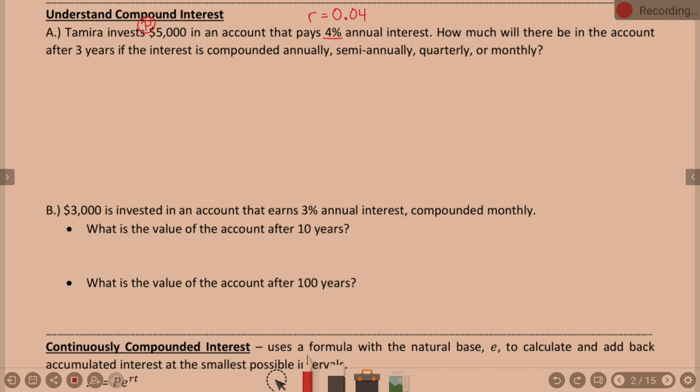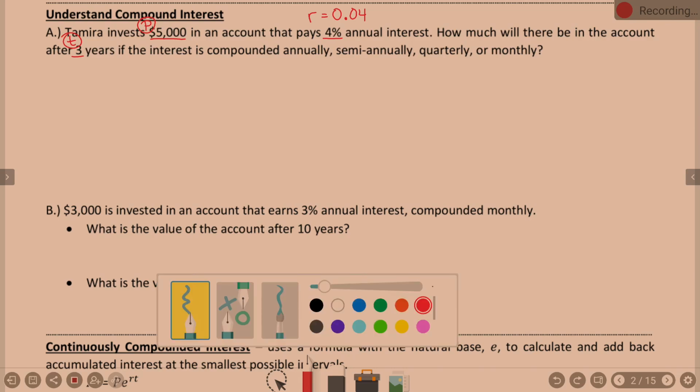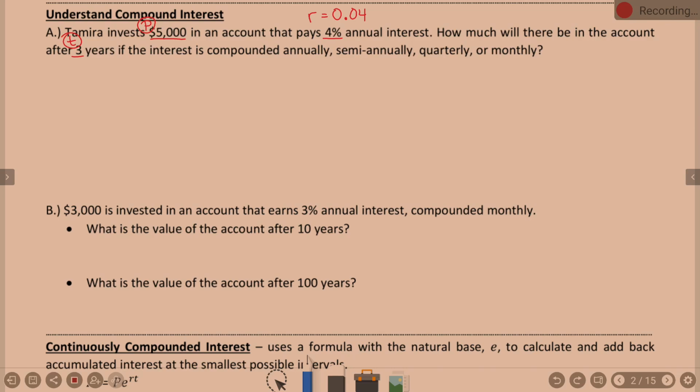And what else do they share? How much will be in the account after 3 years? What is this 3? That is your t. Now, the other thing is they're now asking 4 different questions. I don't know if you guys caught that or not. But the first thing they're going to ask about is annually. So let's set up annually. If interest is compounded annually, how many times a year is it compounded? If something happens annually, it happens once a year. So that means that n is going to be 1 in this scenario. That's what's going to be changing every time.